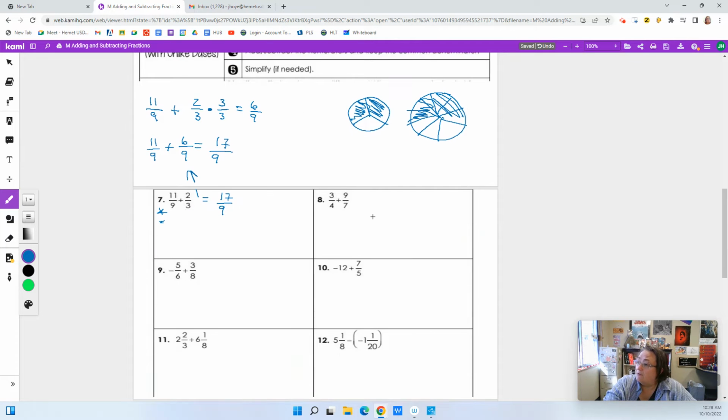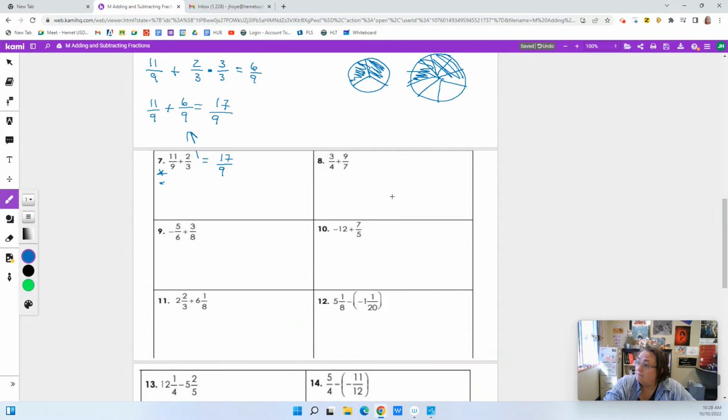Let's look at number 8. We don't have any mixed numbers, so we're just going to have to find that least common multiple. I have 4 and I have 7. Well, 4 doesn't go into 7. 7 times 2 is 14. 4 also doesn't go into 14. 7 times 3, well, that's 21. 4 doesn't go into that, right? We've got 20, and we're going to have to just multiply the 2 together.